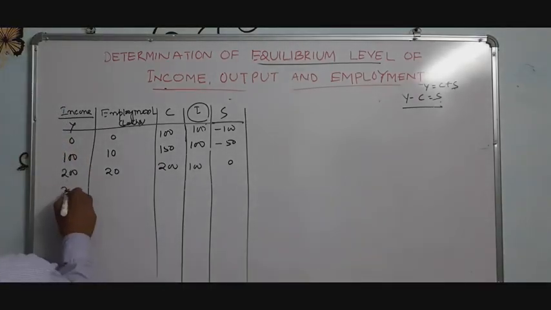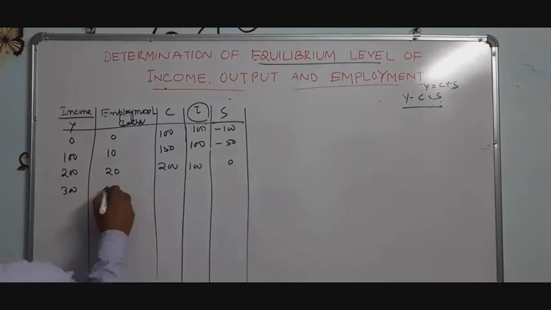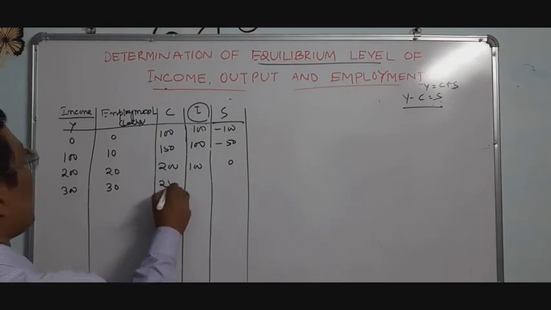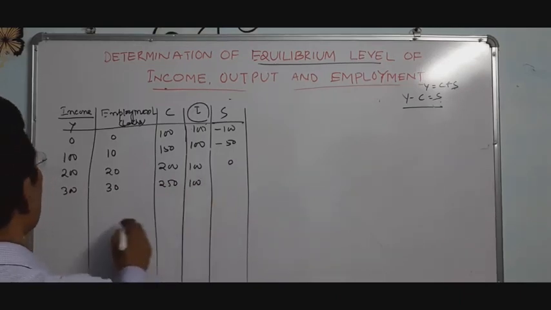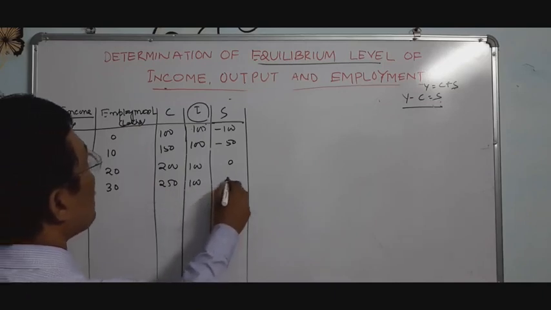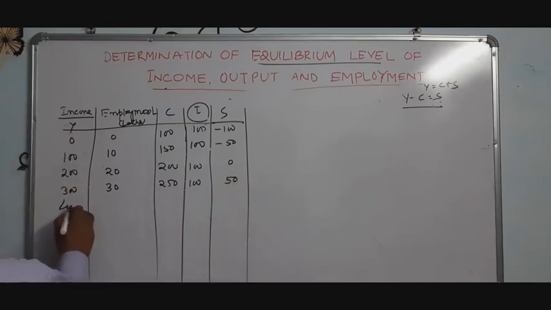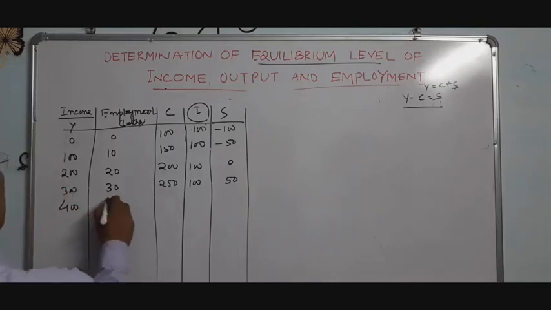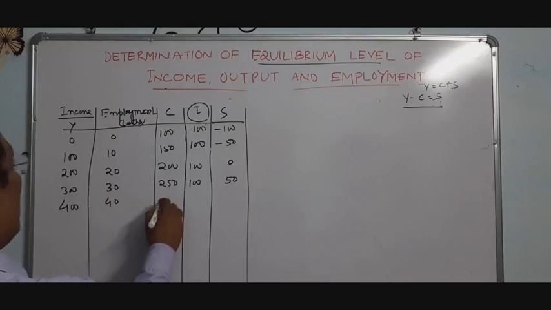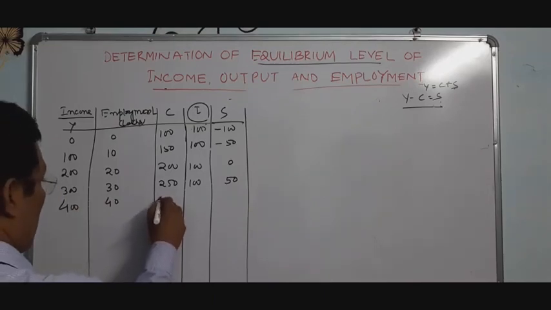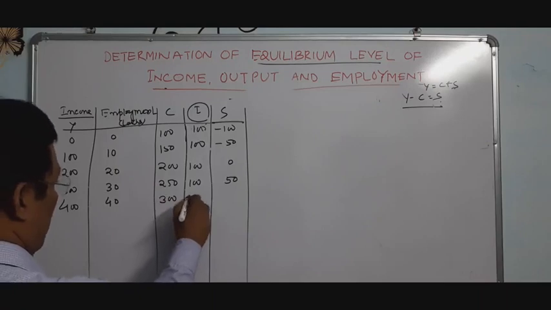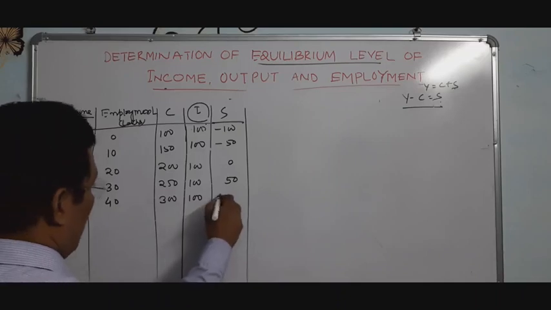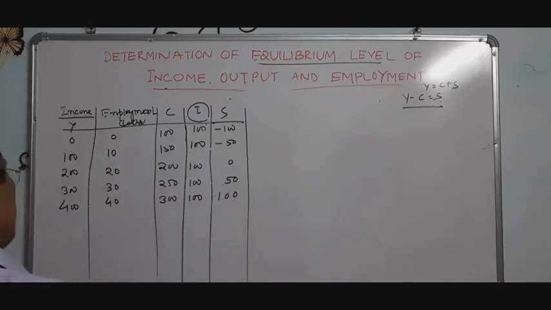At 300 level of income, employment suppose increases to 30 lakhs, consumption is 250, investment remains the same, so 300 minus 250 will be 50. Similarly, if income increases to 400 crores of rupees, employment increases to 40 lakhs, consumption is 300, investment is 100 and saving is also 100 crores rupees.